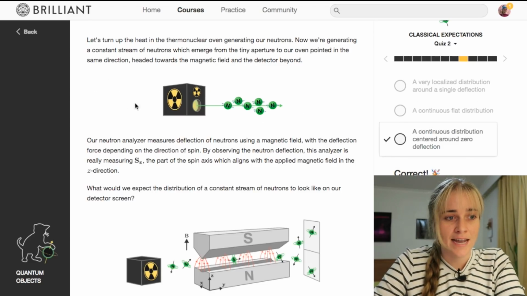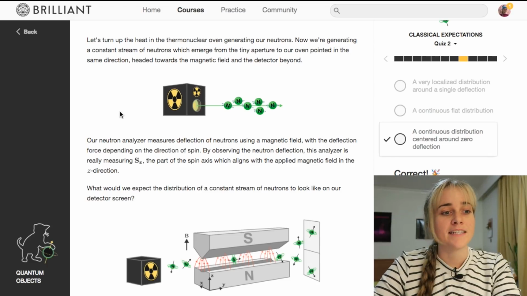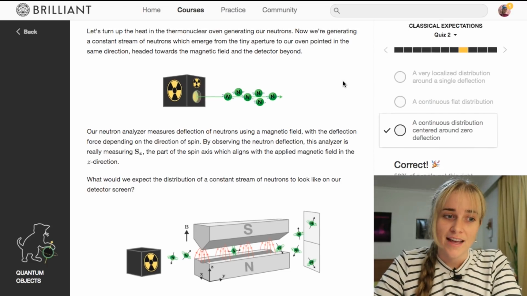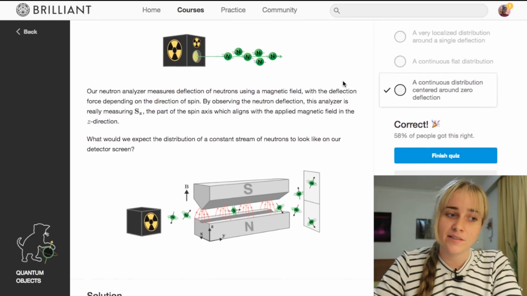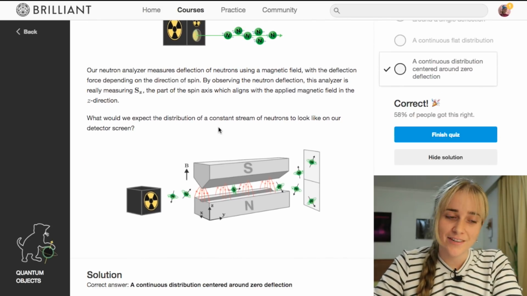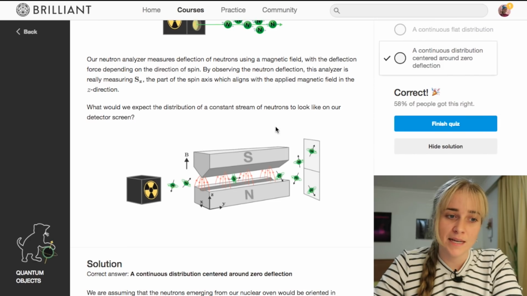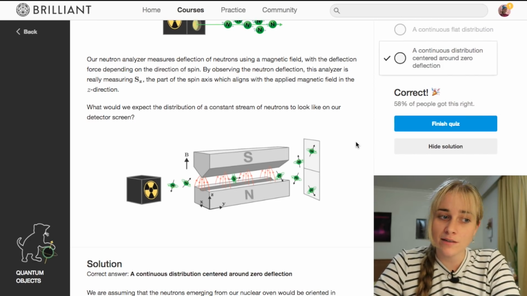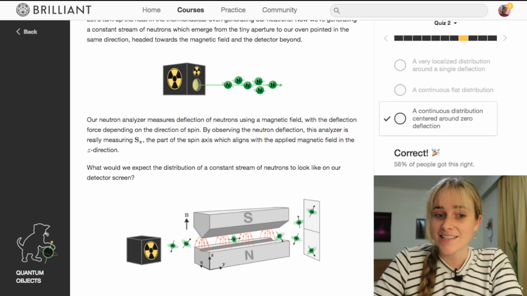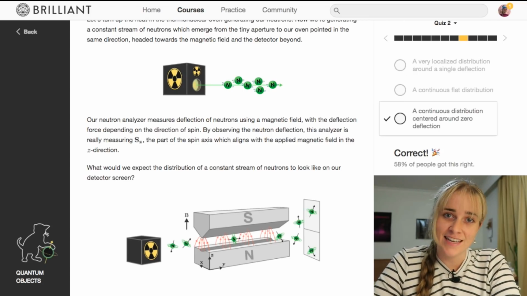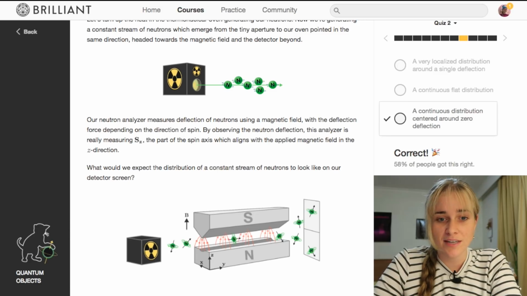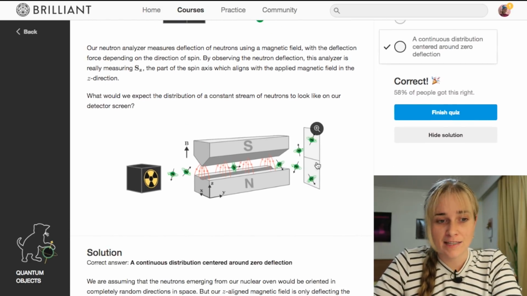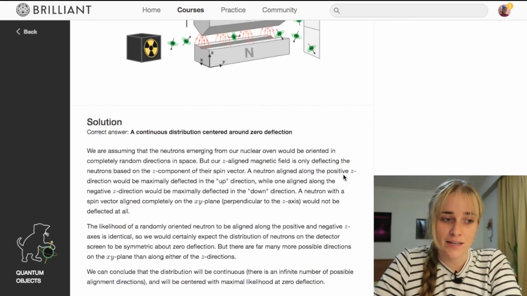All right, so now we are generating a constant stream of neutrons emerging from our little oven and heading through the magnetic field and onto the detector. So again, a very similar question. What would we expect the distribution of this constant stream of neutrons to look like on the detector screen? The answer is that we would expect to see a continuous distribution centered around 0. So these would all hit randomly along here based on how they were orientated.